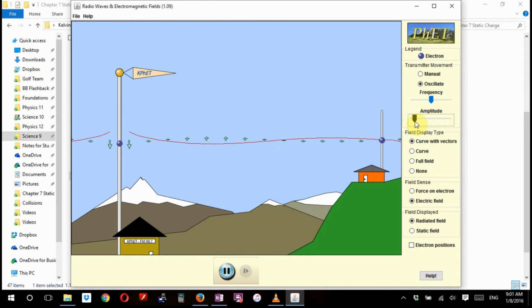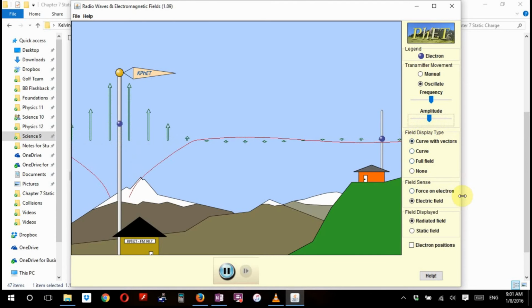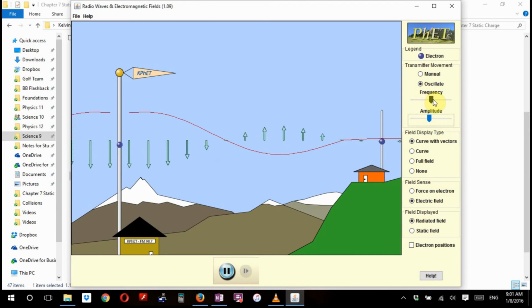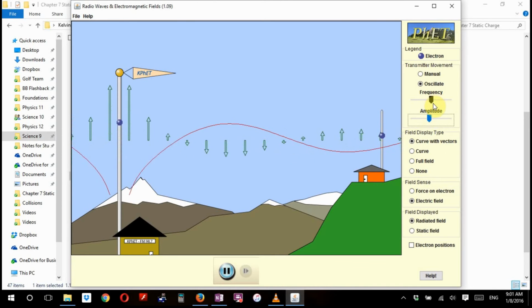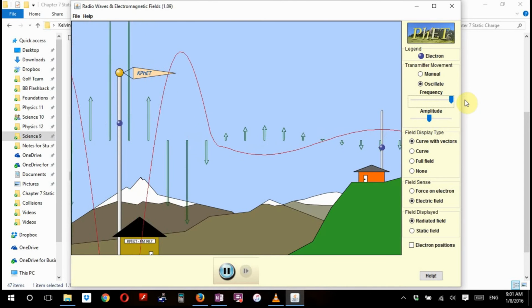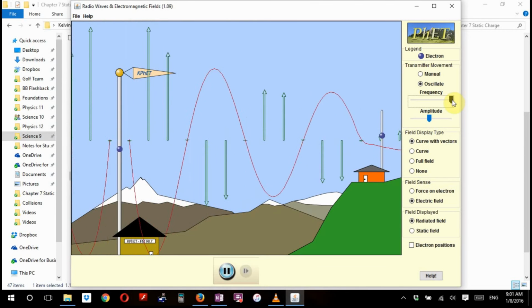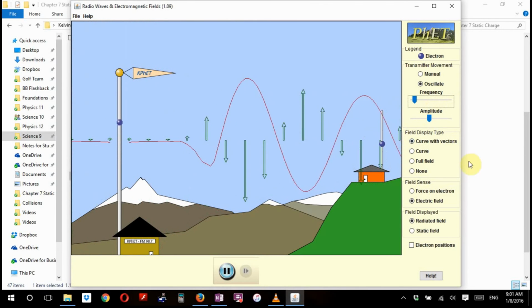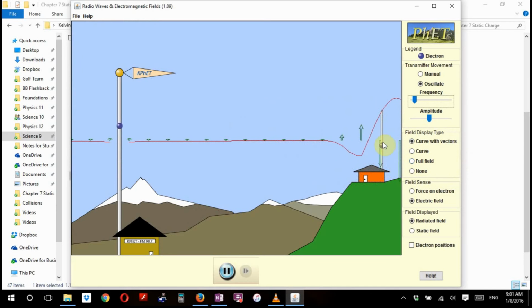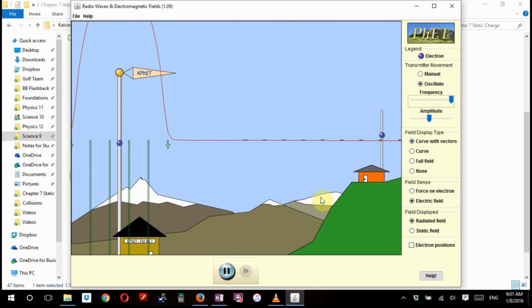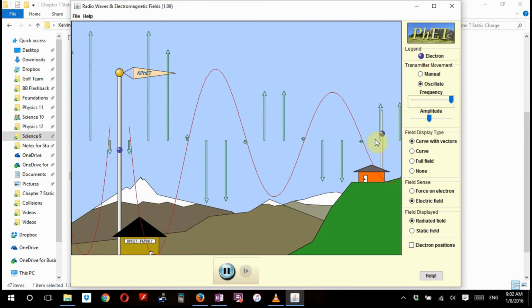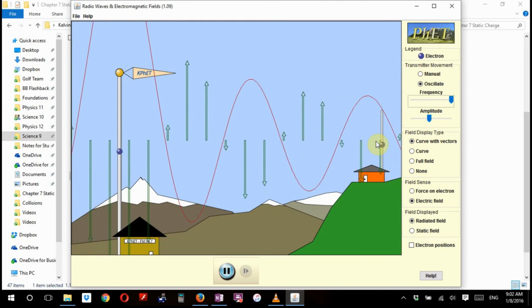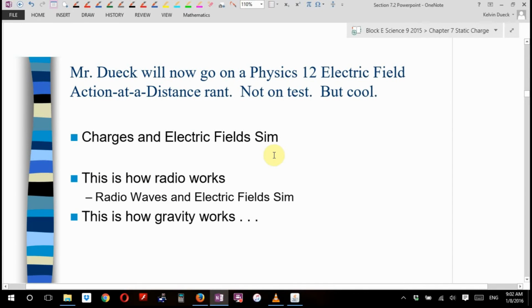Let's go back to the middle here. FM stands for frequency modulated, and that's how many waves per second, not the height of the waves. There's an FM wave. Let's make the frequency a little faster. All your radio does is translate those oscillations into sound on the other end. Okay. This is how gravity works.